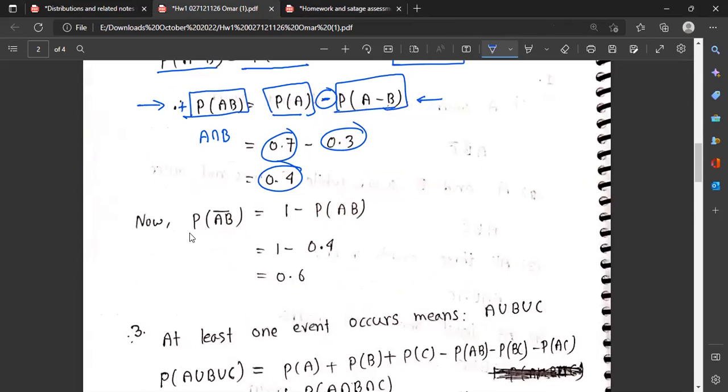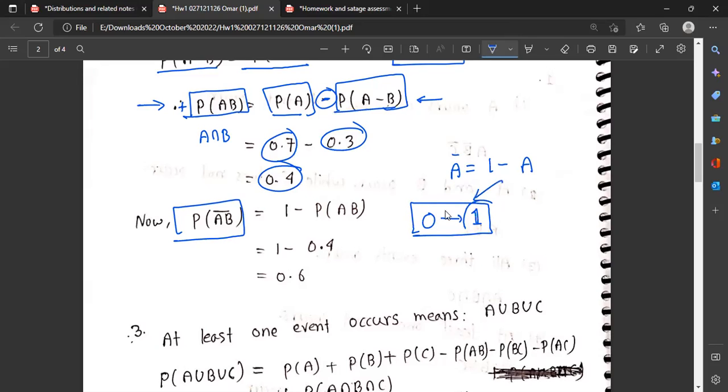And now let's find the probability of A B inverse. If I say A inverse, it means 1 minus A, because we know that the value of probability is between 0 and 1. So 1 is the total probability. So here A bar means 1 minus A. So P of AB inverse means 1 minus P of AB. P of AB is 0.4, so 1 minus 0.4 is 0.6.